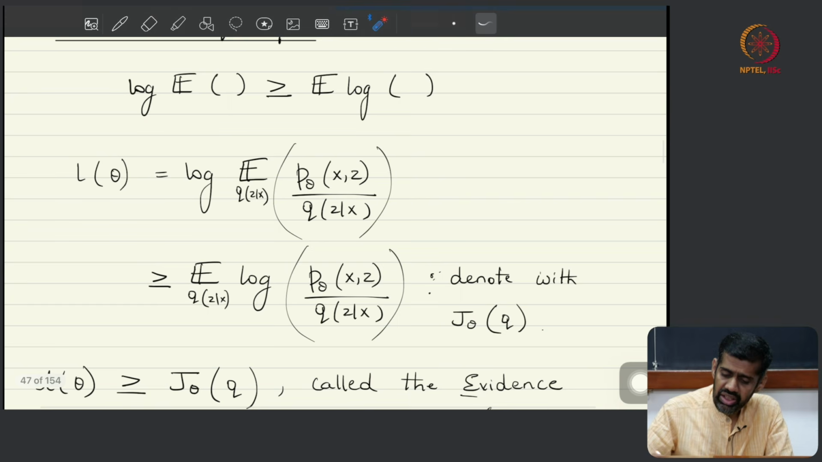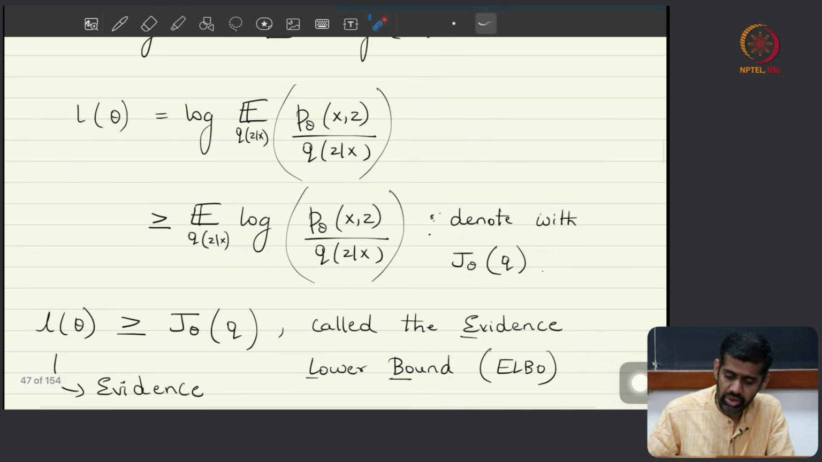So now we will invoke that, because log is, is it concave or convex? It is a concave function, right. So we can use Jensen's inequality here. So we have log of expectation of this entire thing, which is greater than or equal to the expectation of log of this. There is another reason why we do this.